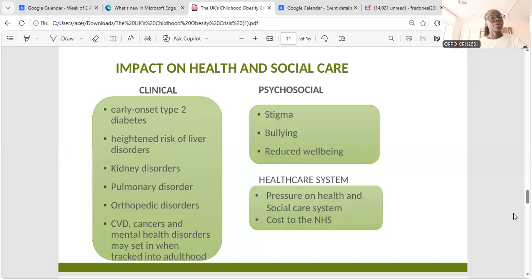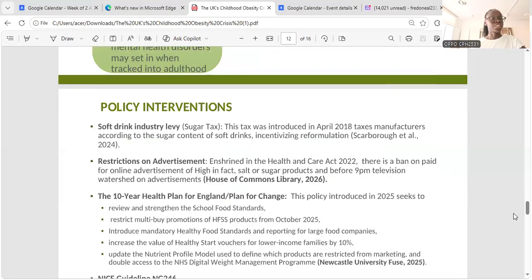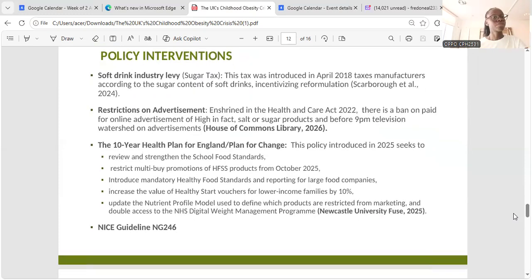Next, I'm going to talk about the policy interventions. When we talk about policy interventions, we have to talk about the Soft Drinks Industry Levy, which is a sugar tax. This tax was introduced in April 2018. It taxes manufacturers according to the sugar content of soft drinks, incentivizing reformulation.